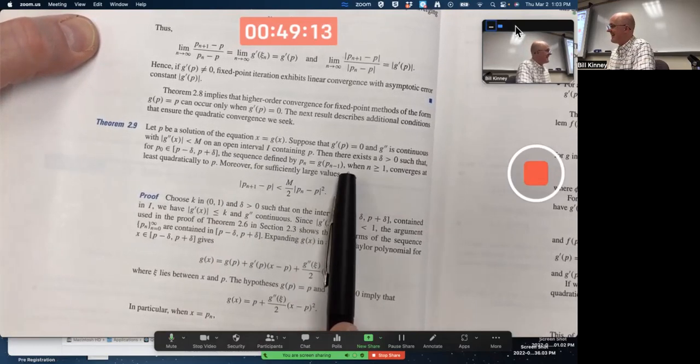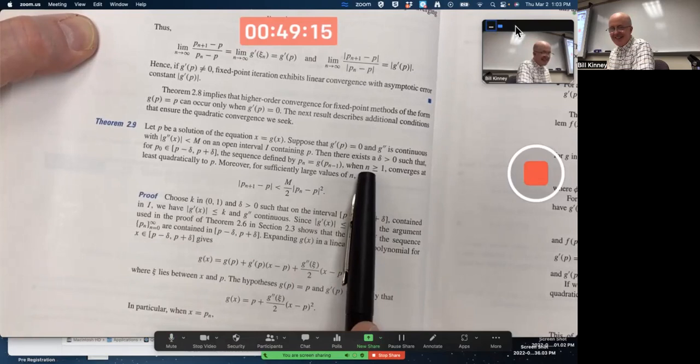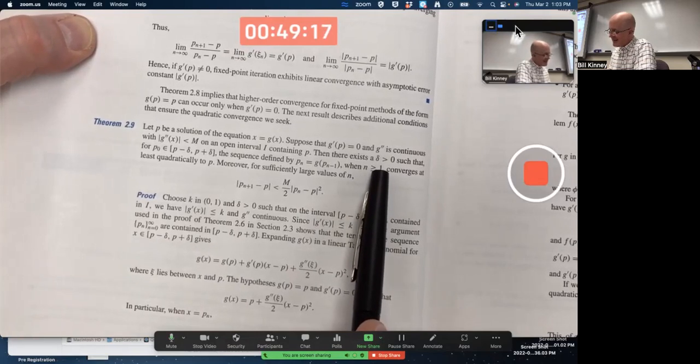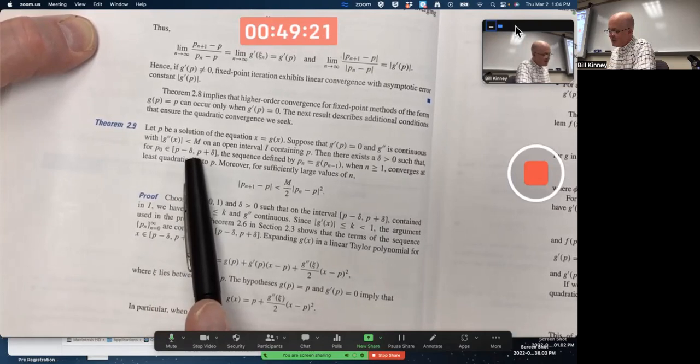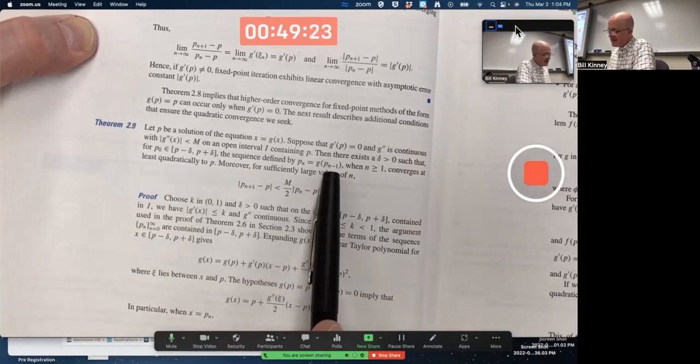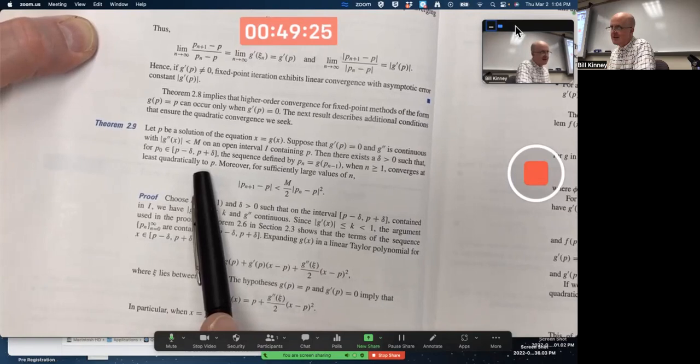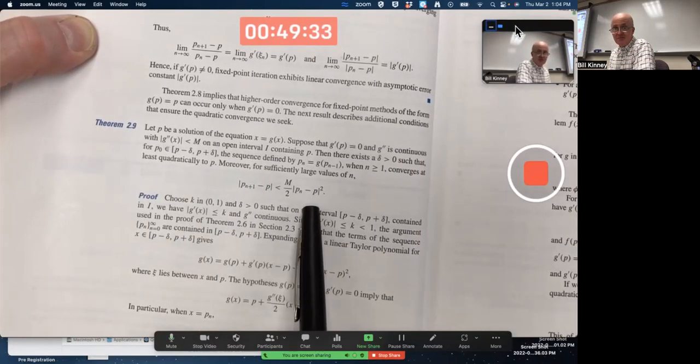What's the conclusion here? Then there exists a delta, another one of these deltas, possibly a very small number, so that if you start in the small interval and you generate your sequence, it converges at least quadratically to P, at least quadratically, maybe even faster. That's what it's saying. And this inequality is true.